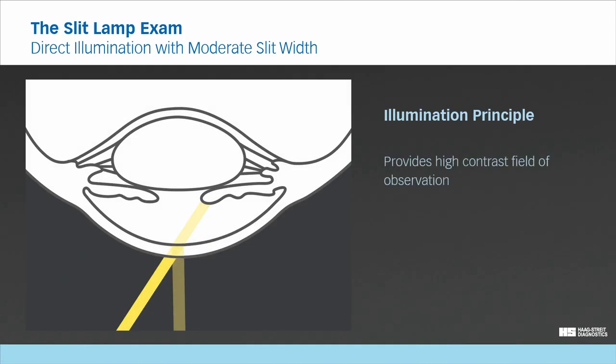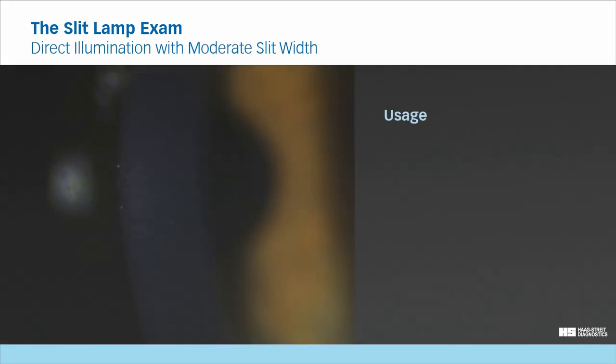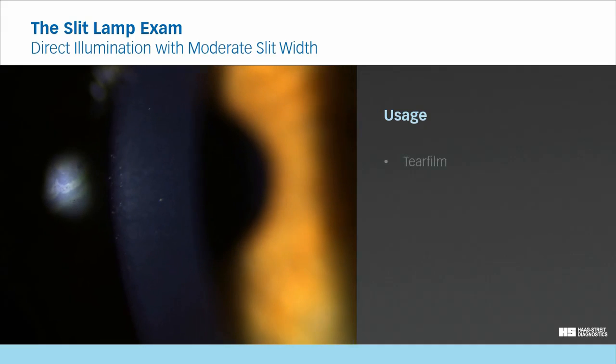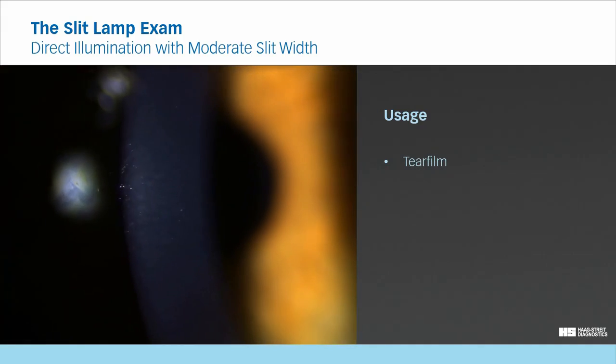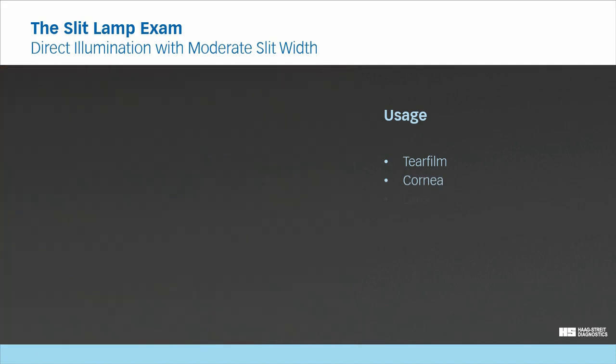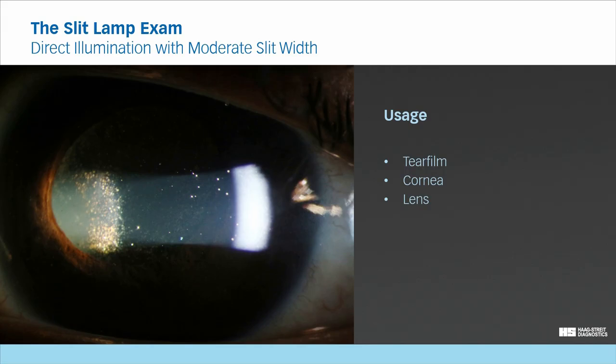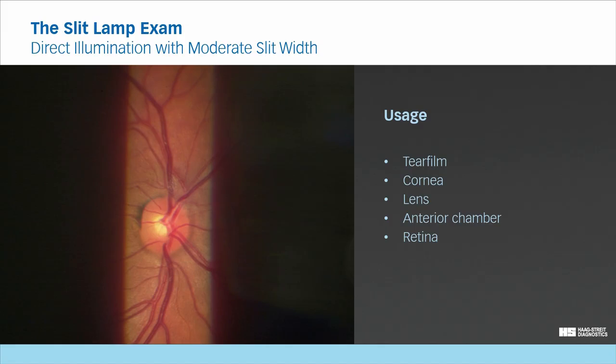Illumination principle. Direct illumination with a moderate slit width is a technique which provides a high contrast field of observation. Usage. It is the most important technique for the examination of the tear film, the cornea, and the lens. The direct illumination with moderate slit width is also used for examining the anterior chamber and the retina using an ophthalmoscopy lens. However, these techniques will be explained in separate movies.